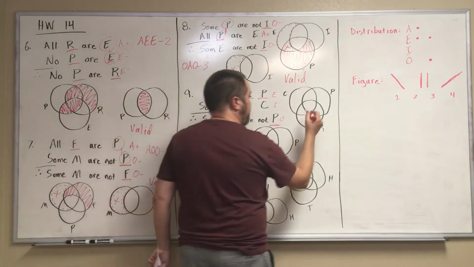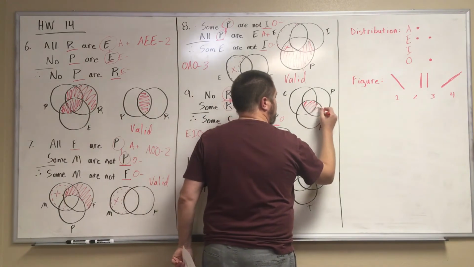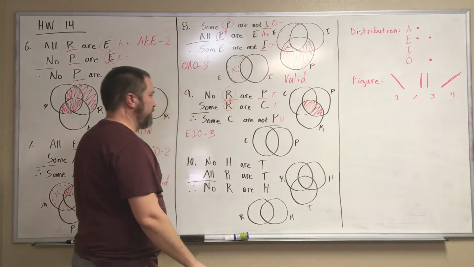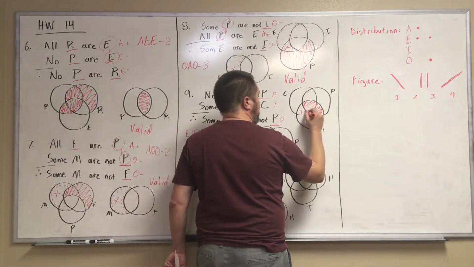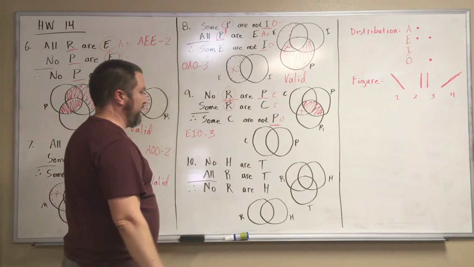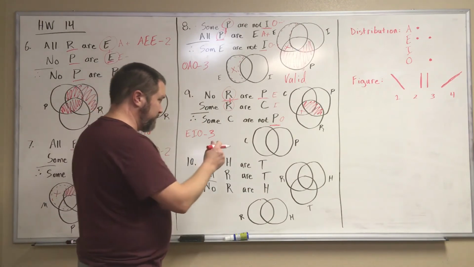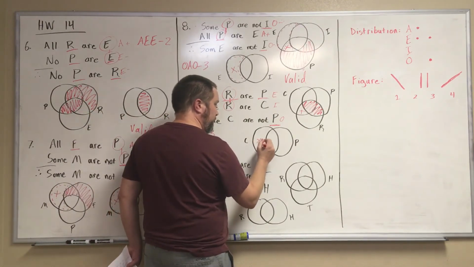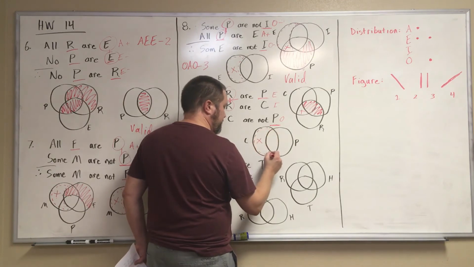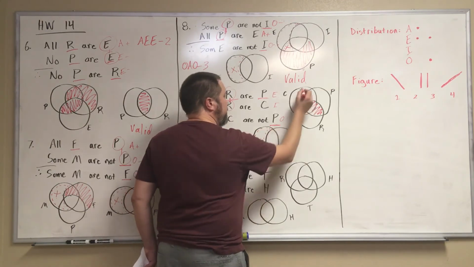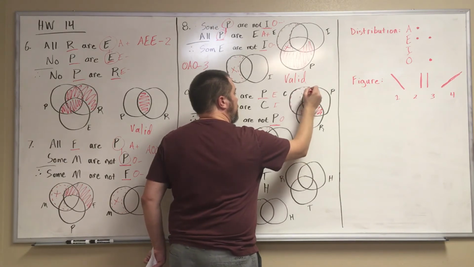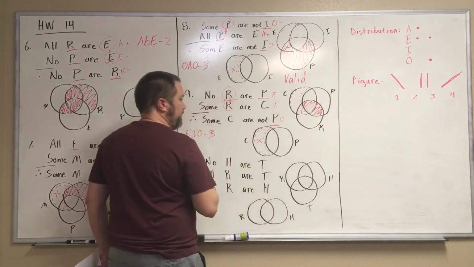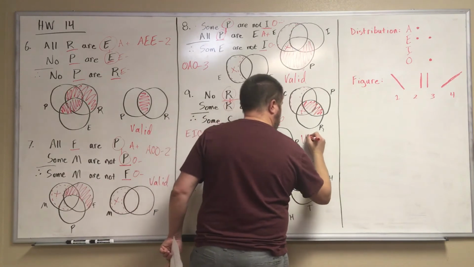No R, RP. Shade out the football in between. Some R, RC. That's the only space left to put an X in. Some C are not P. So we're looking for an X somewhere in this crescent moon. And we have it down at the bottom. So this is valid.